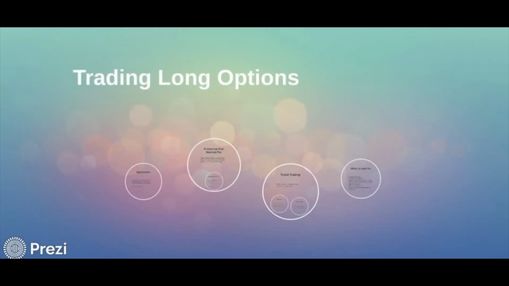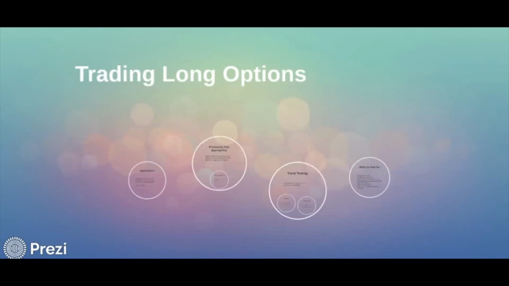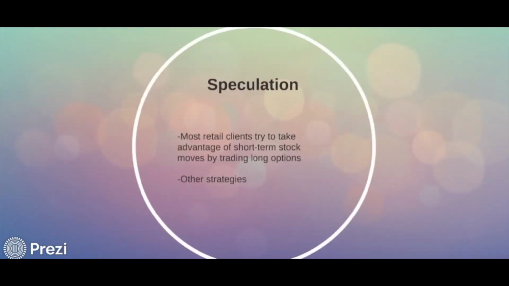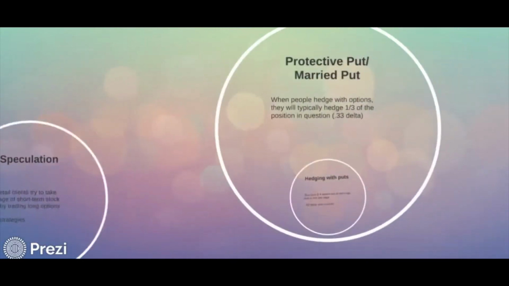Today we're going to be going over trading long options and some strategies associated in doing so. So let's go ahead and dive right in here. A lot of retail traders like to take advantage of short-term stock moves by trading options, whether it be calls moving up, puts if it's moving down. But there's plenty of other strategies that are less typical that people trade in trading long options, such as married puts, stuff like that. So we're going to be getting into that stuff today.